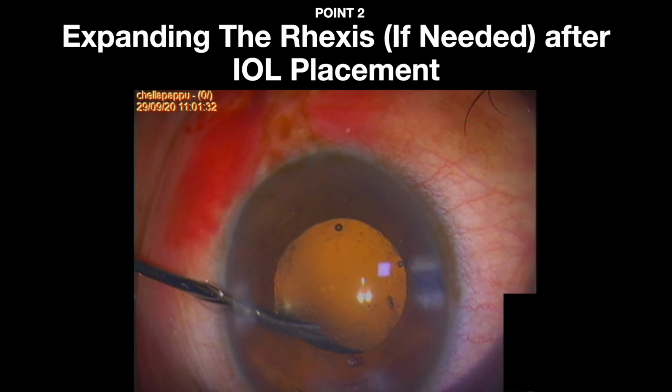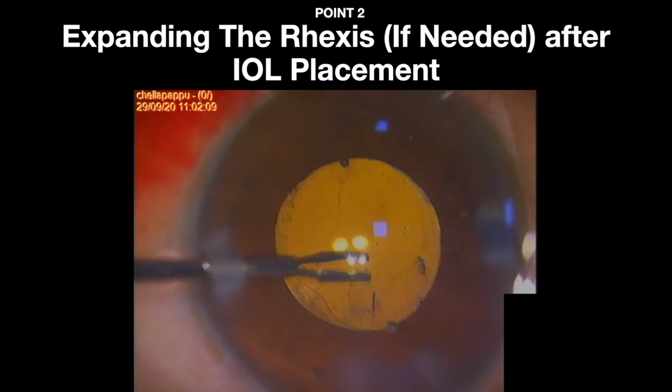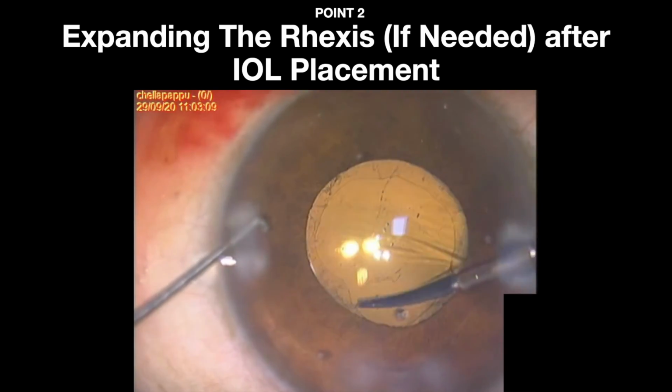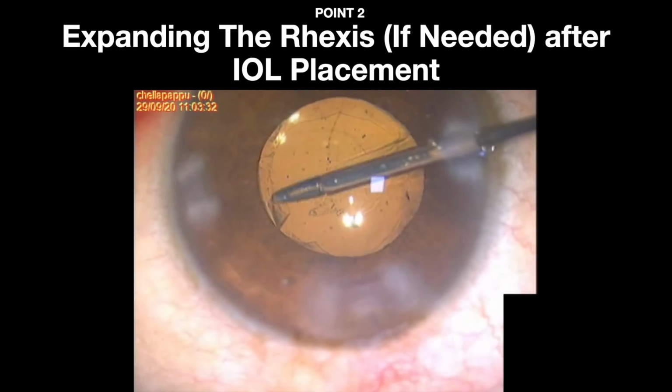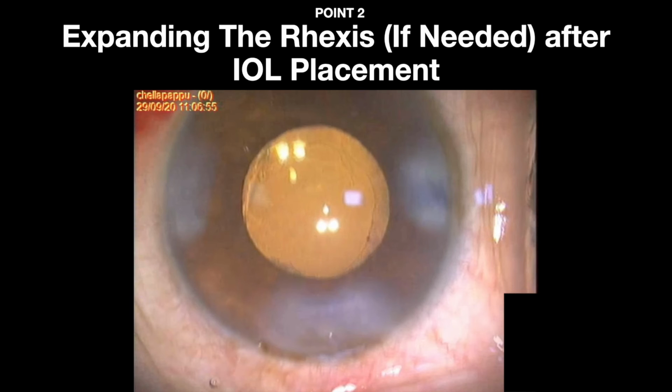Point 2. For novice surgeons who end up with a small rhexis, there is always a second chance for expanding the rhexis if needed after IOL placement with microrhexis scissors and forceps. This step is particularly important to prevent inadvertent capsular phimosis in the future.